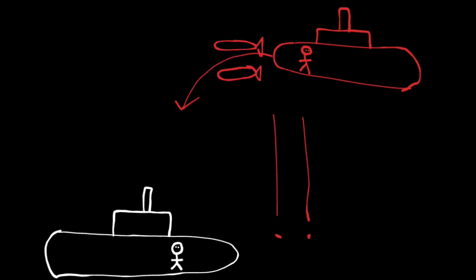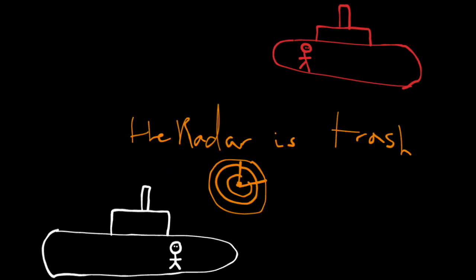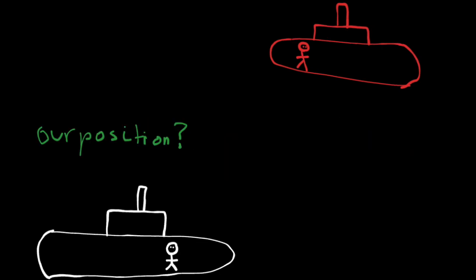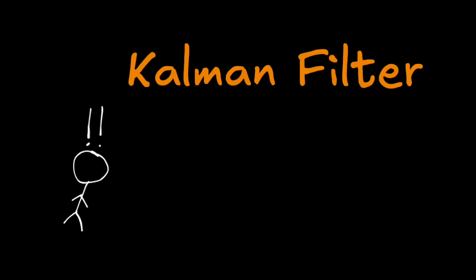To make matters worse, ocean currents are constantly shifting your position, and your sensors are far from perfect, feeding you noisy and unreliable data. So, how do you figure out where you actually are? More importantly, how do you predict where the enemy is and where their missiles might strike? This is exactly the kind of problem the Kalman filter is designed to solve.